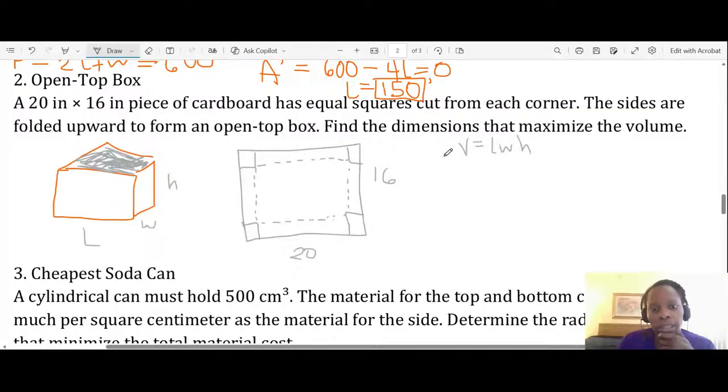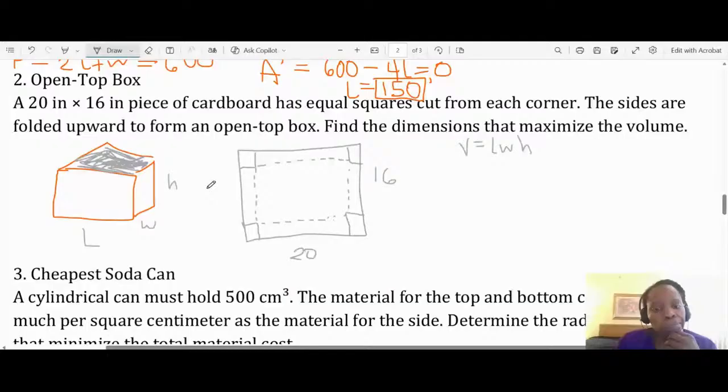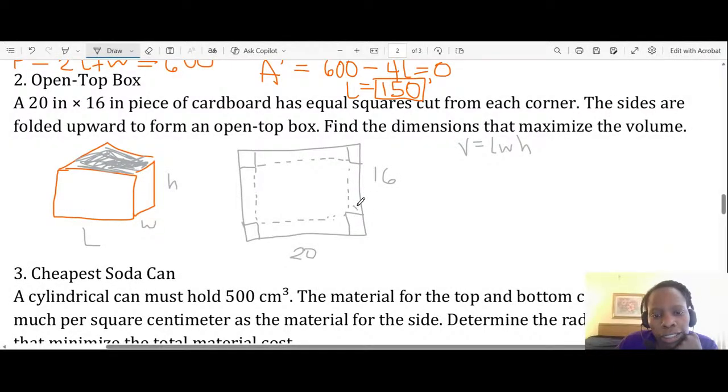That's what we want to maximize. And there's something we already know about the length, width, and height. We can get it all in terms of a variable or 2 variables. I'm trying to think. So if we cut out the x, all right, we can call them x since they're equal squares.